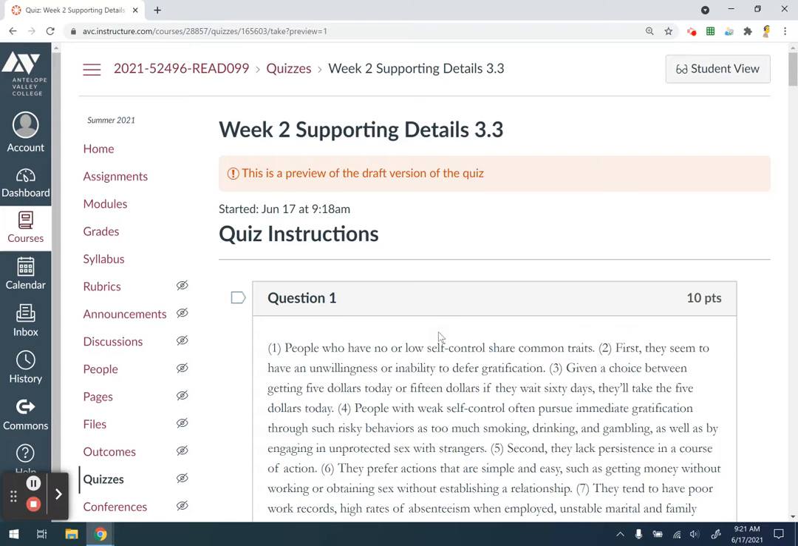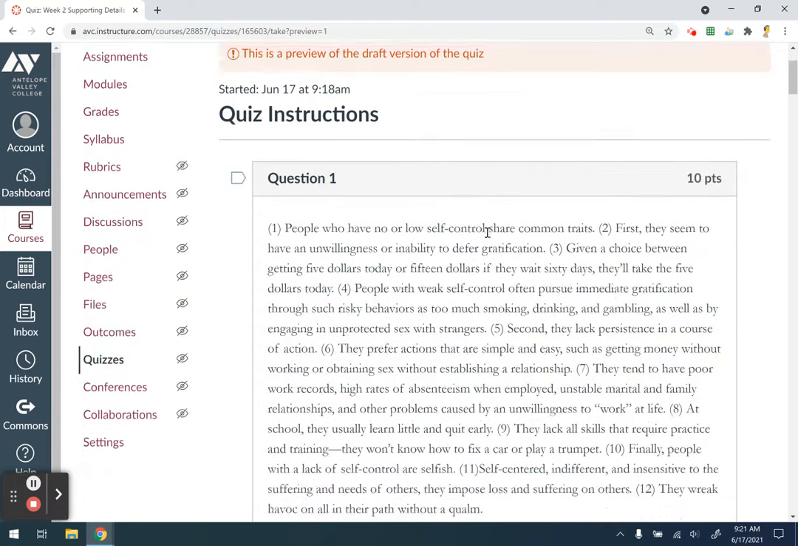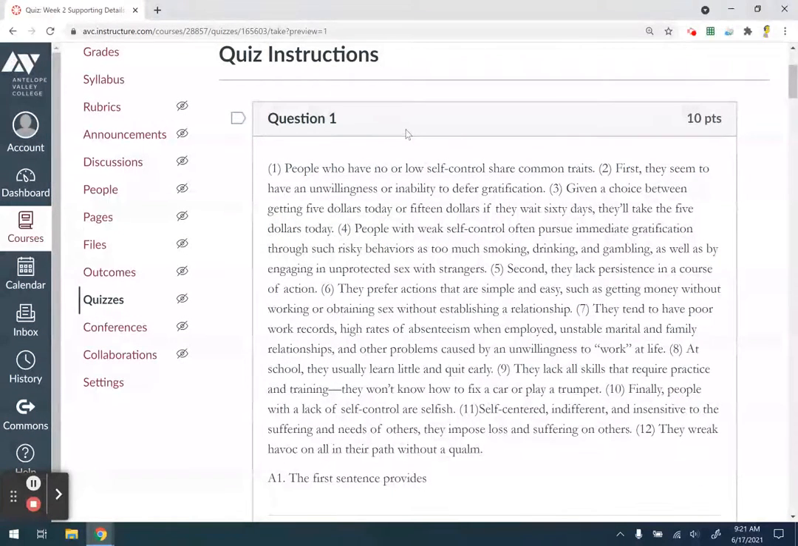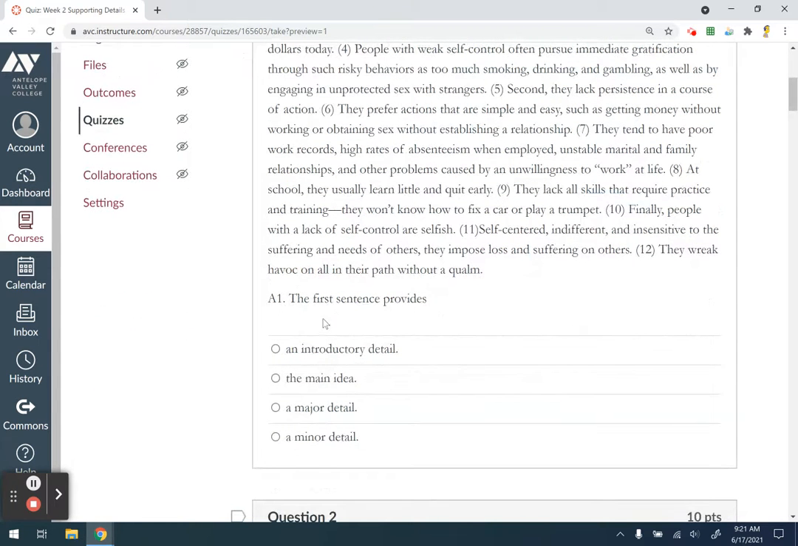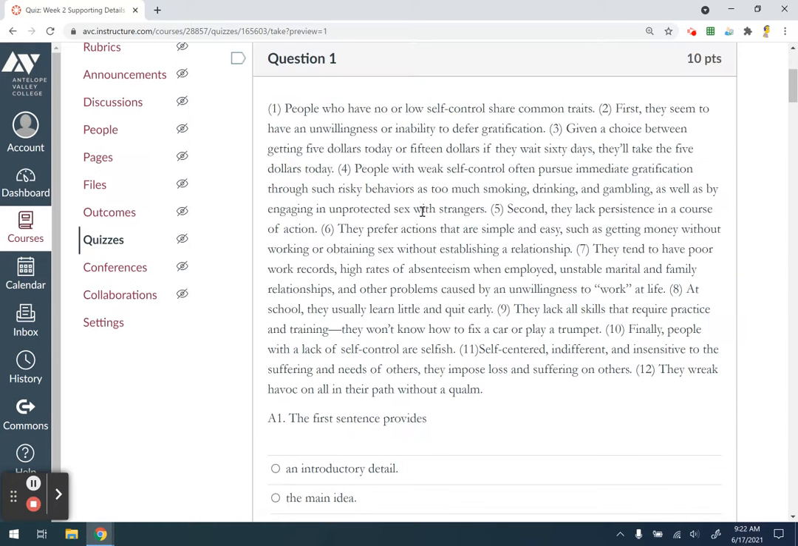In this practice review, you will see this pop up on your homework and possibly on your exam as well. They give you questions down here at the bottom. It says the first sentence provides what? And they give you a choice: an introductory detail, main idea, major detail, or minor detail. So they're identifying these sentences. There is a total of 12 sentences here, and you have to identify which ones are which.